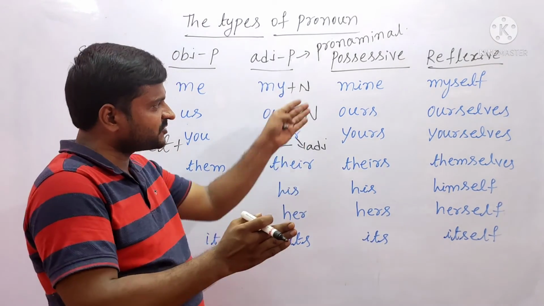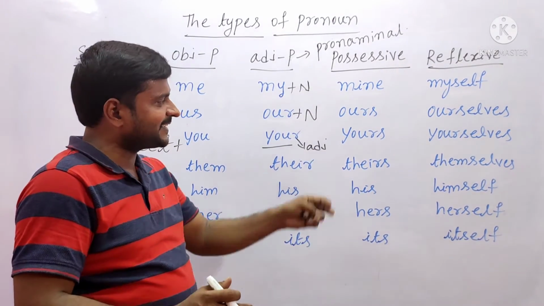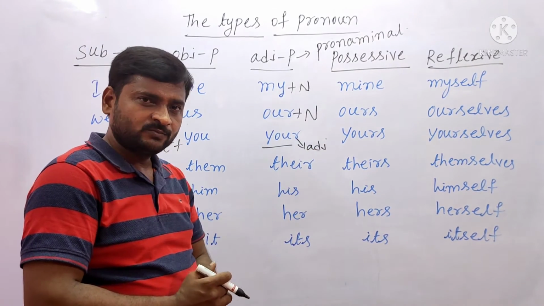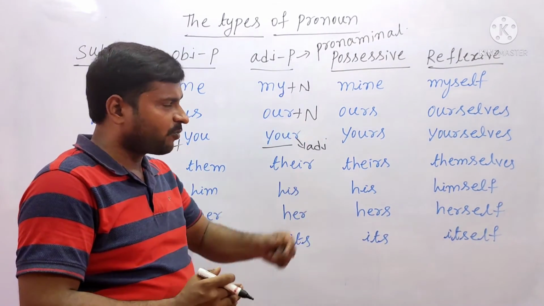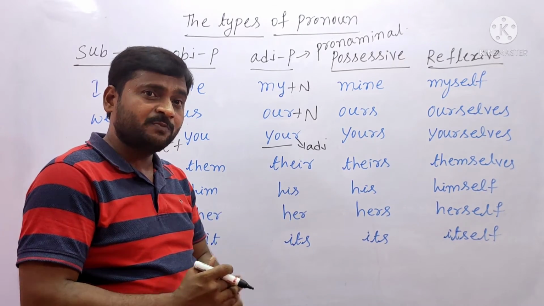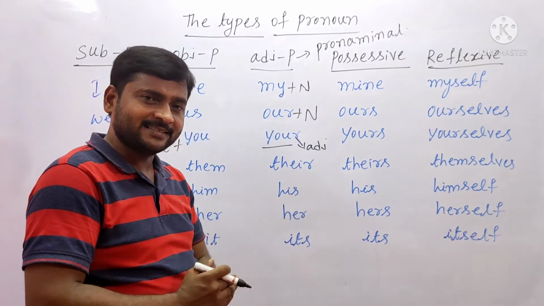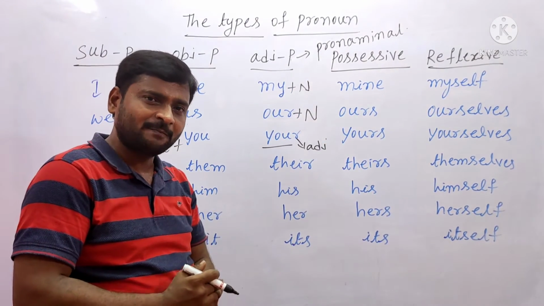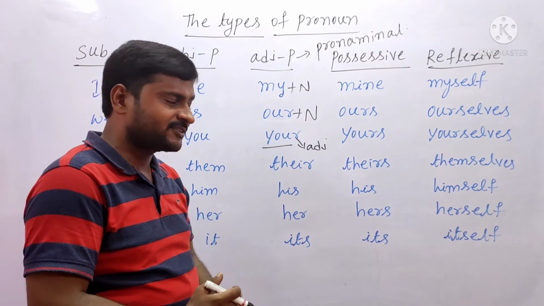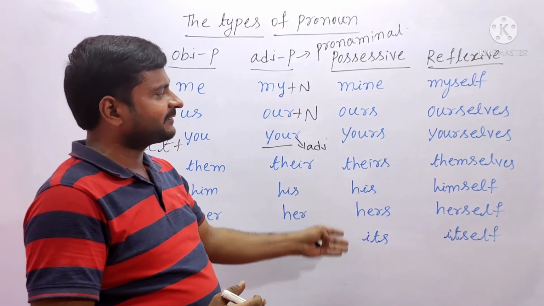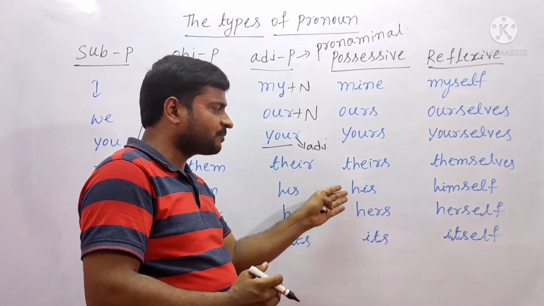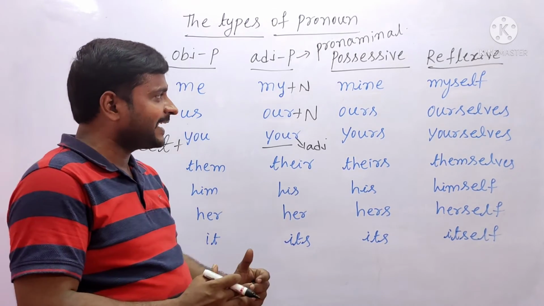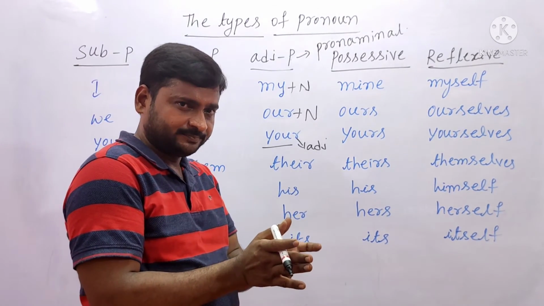Such types of expressions you can say like this. For example, whose pen is this? It is yours. Whose mobile is this? It is ours. Whose building is this? It is theirs. Like this you frame sentences by following possessive pronouns. Okay, dear friends, you do practice following possessive pronouns. They indicate own or have.